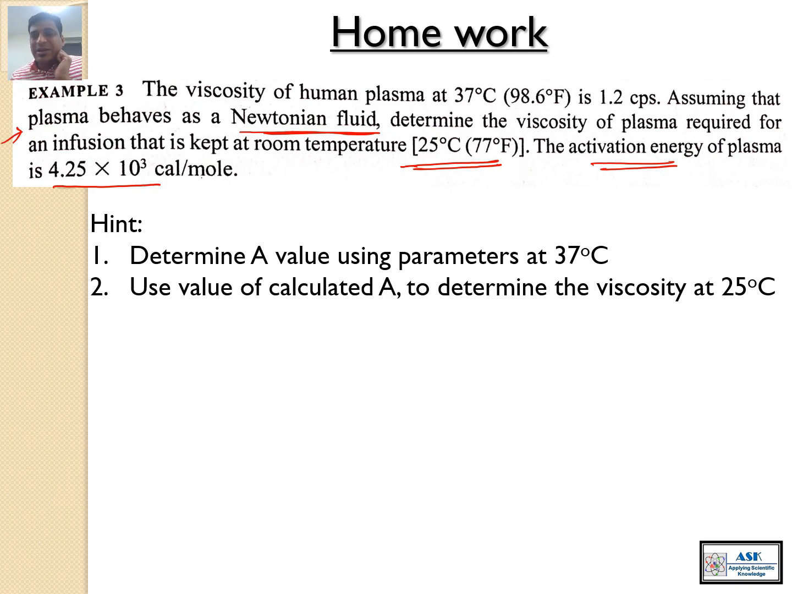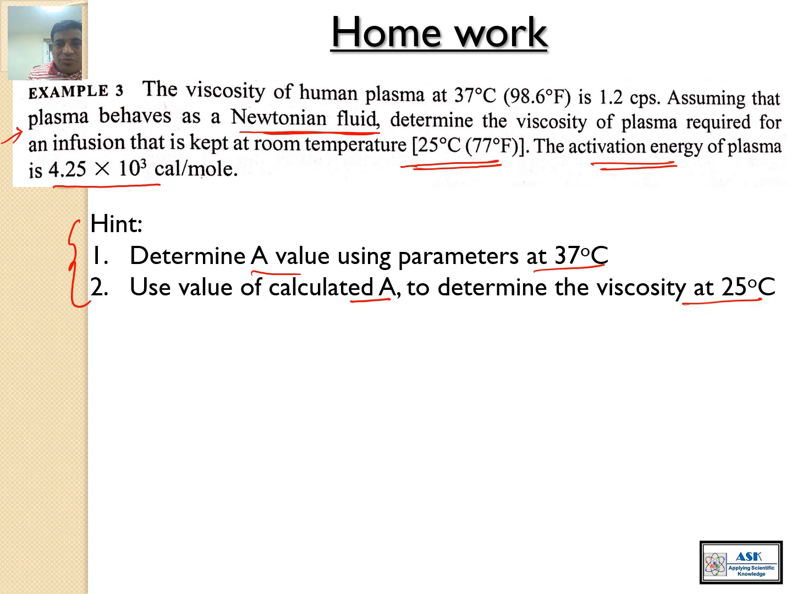And what is the activation energy? Well, that much amount of energy you require to flow the plasma. And these two hints are given. First, we need to determine the A value using the parameters at 37 degrees Celsius, and then use that calculated A to determine the viscosity at 25 degrees Celsius.